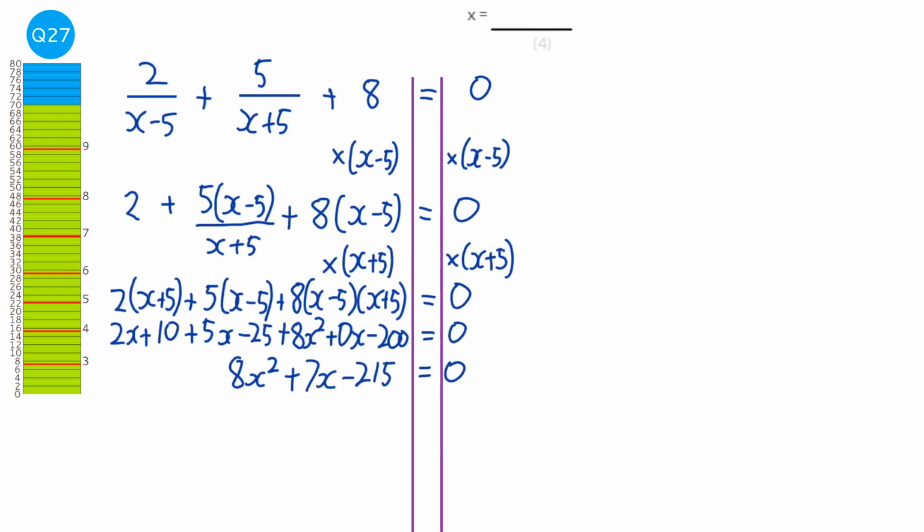So for our quadratic formula, we need to know what a equals, and a is the coefficient of the x squared, so a equals 8.